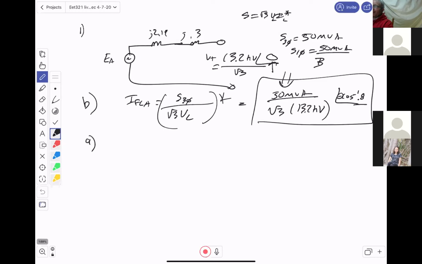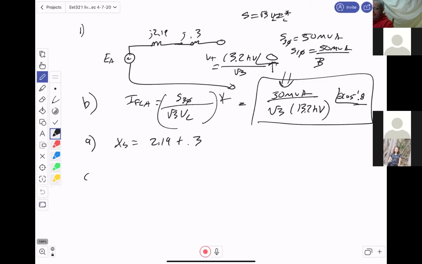So part A, synchronous reactance is just going to be equal to XS, which is going to be equal to 2.19 plus 0.3. That's just the sum of the armature reactance and the leakage reactance. Oops. Sorry about that.